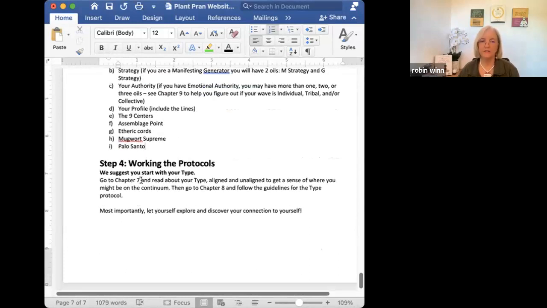Then you go to chapter 7, which I showed you, and you start working with your type and your strategy. You read about whether you're aligned or unaligned. You say you're a generator, you read the piece on aligned and unaligned, and then you go to chapter 8 to do the protocol.